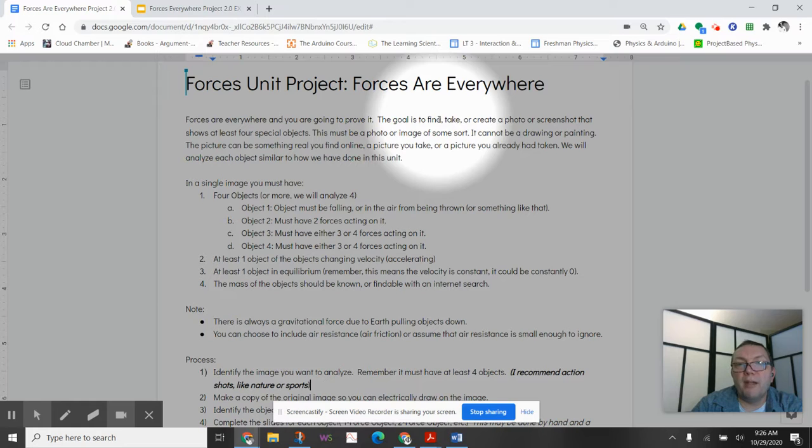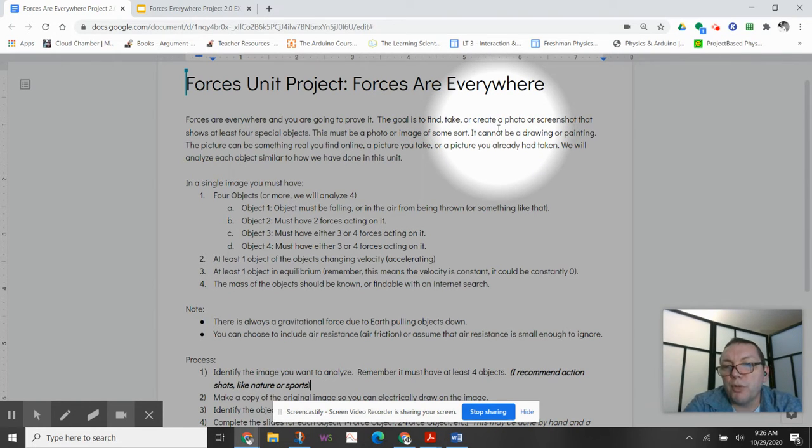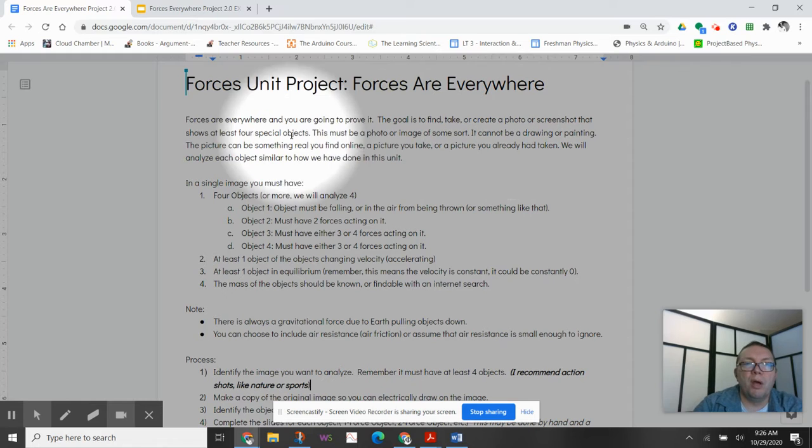The goal: find an image, take a photo shot of or a screenshot of an action shot that has 4 different objects that we will study. It can have many more objects than 4, but we need 4 that meet some specific criteria. It can be a picture or something you find online. It can be a picture you take. It can be a picture you've already taken. We need an electronic version of it, and we're going to analyze forces on those objects using things that we've already done, using some similar methods.